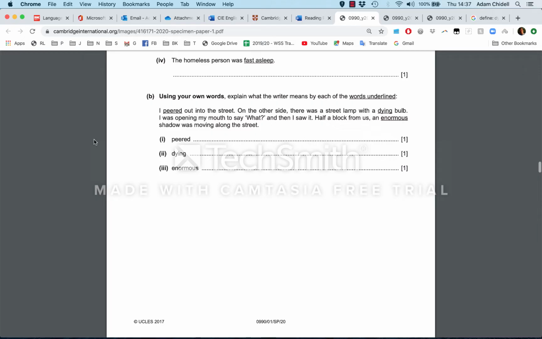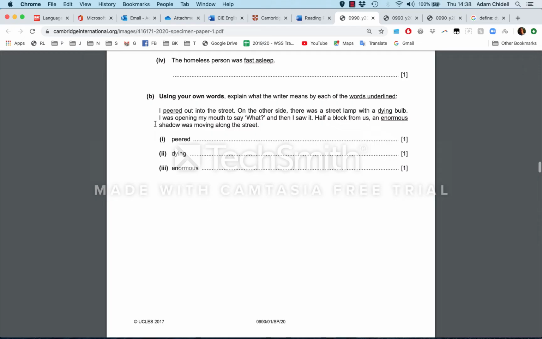"I peered out into the street. On the other side there was a street lamp with a dying bulb. I was opening my mouth to say what, and then I saw it. Half a block from us, an enormous shadow was moving along the street." Now, there are two things to think about here. Firstly, you need to define the word as it appears in the context that it is used here, and you need to do it as precisely as possible.